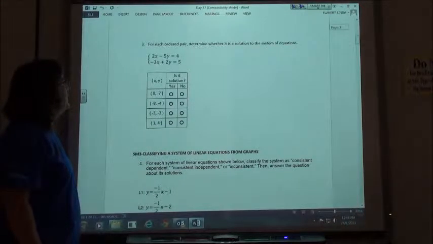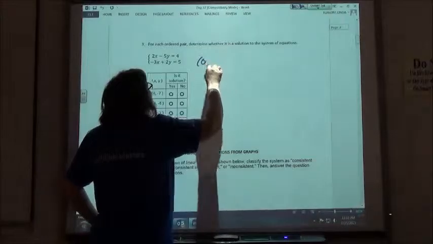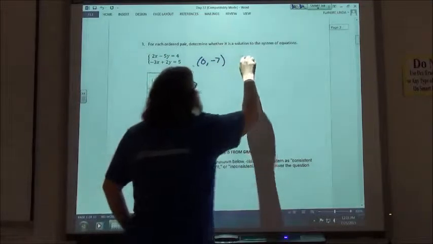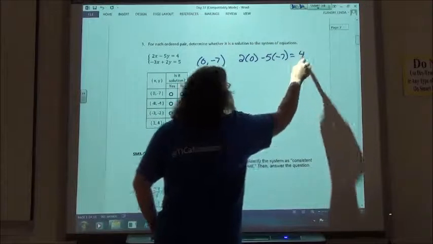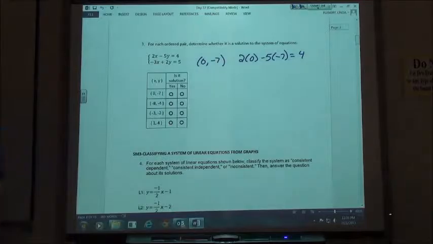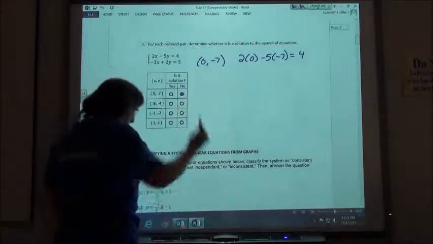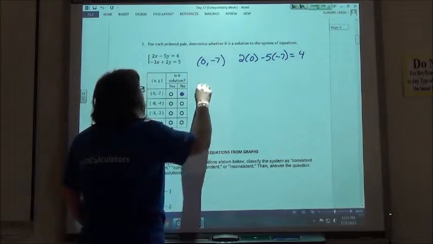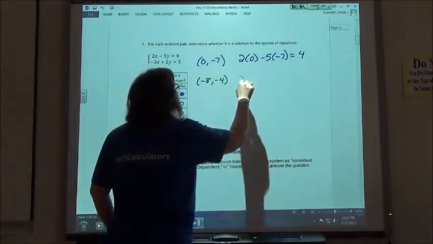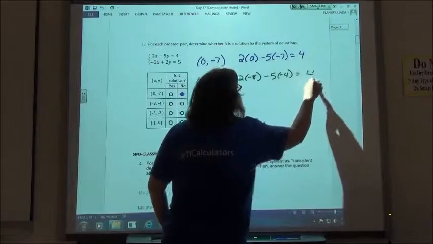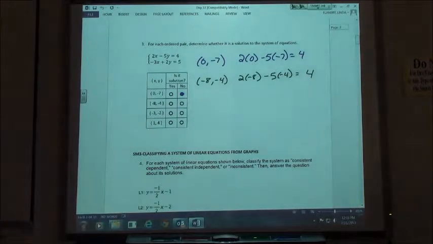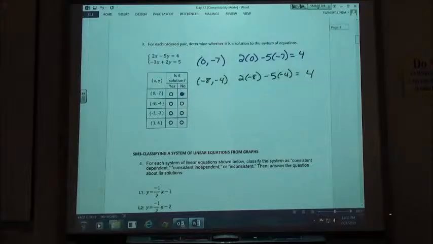All right, so 0, negative 7. Putting that into my first equation. 2 times 0 minus 5 times negative 7. Do we get an answer of 4? No. Negative 8, negative 4. So 2 times negative 8 minus 5 times negative 4. Do we get an answer of 4? Yes, we do.